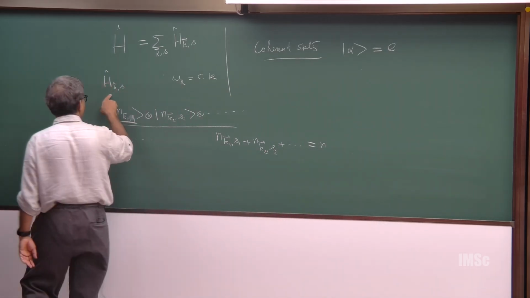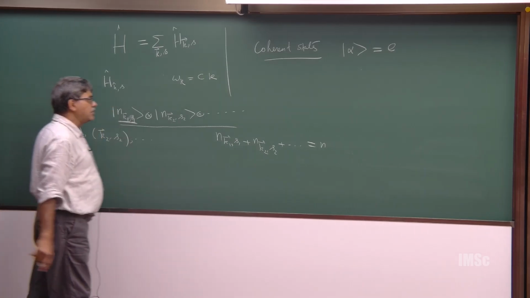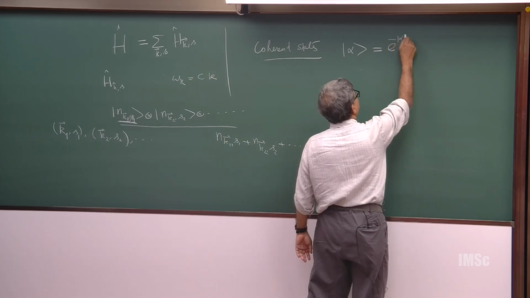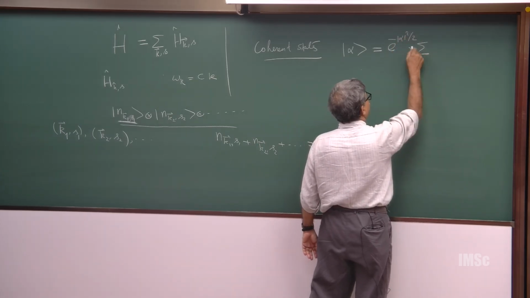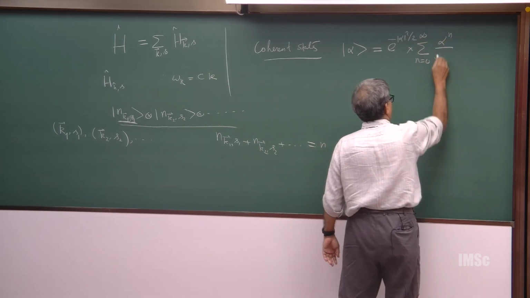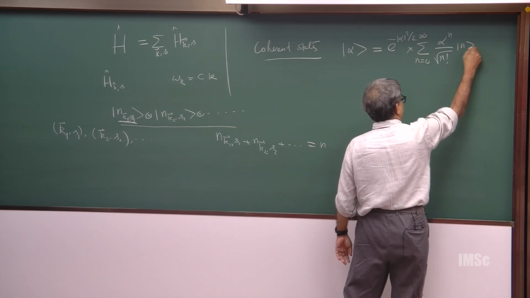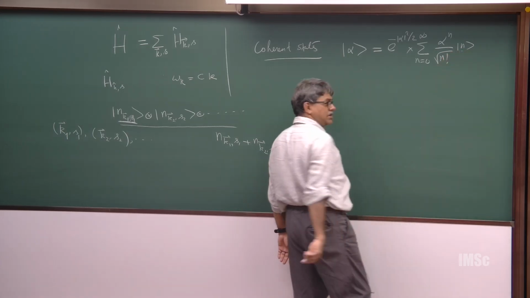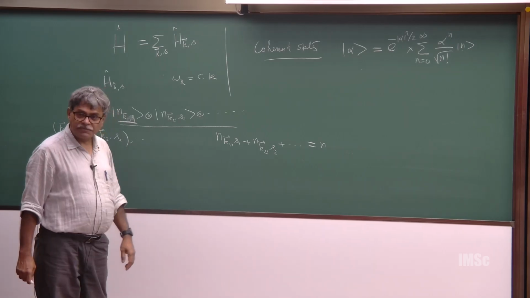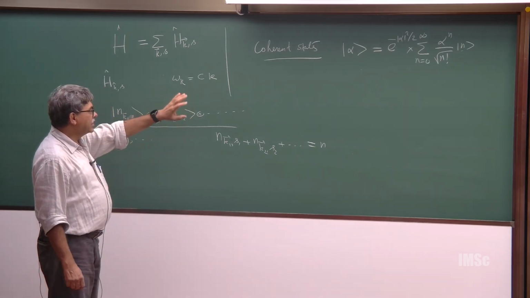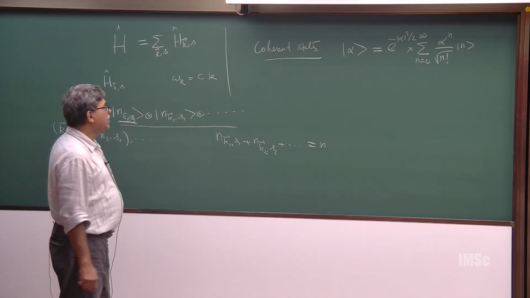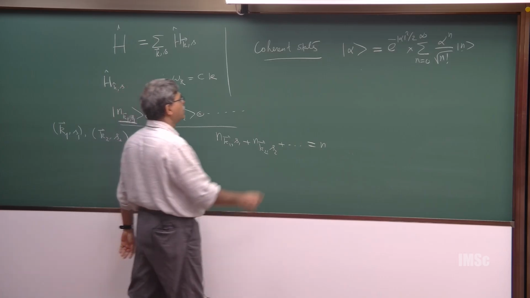In terms of the eigenstates of the single mode system Hamiltonian, the energy eigenstates, this can be written as e to the power minus mod alpha square by 2 into summation 0 to infinity alpha to the power n by square root of n factorial, ket n. So, these are the Fock states, the single mode energy eigenstates. Okay. I will talk about it in great detail after some time. So, these are coherent states.